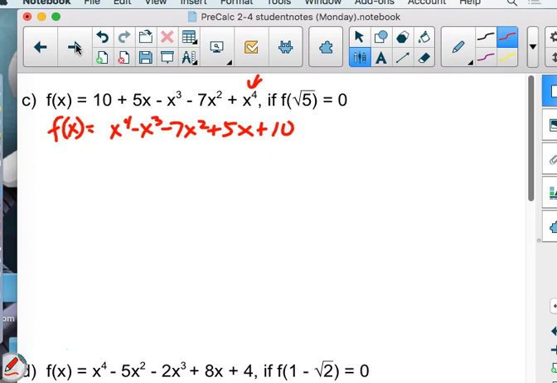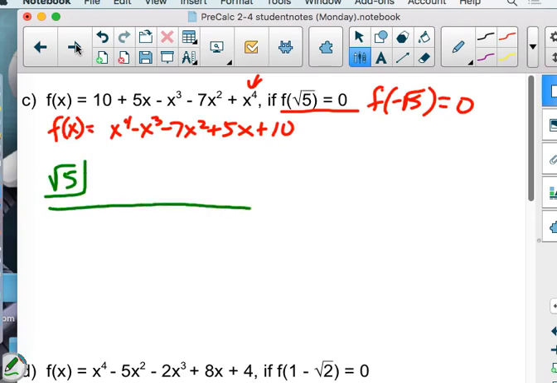But I see that they're telling me the square root of 5 is 0. Now, this is a big step. We need to know, without them telling us, that if the square root of 5 is working, negative square root of 5 is going to work also. So what we're going to have to do is a little synthetic with radicals. And let's see what we can do. 1x to the 4th minus 1x to the 3rd minus 7x squared, 5x, and 10. Everything is represented. Bring the 1 down.